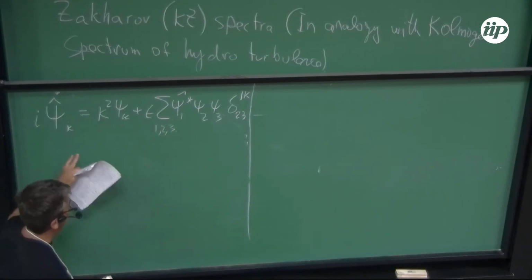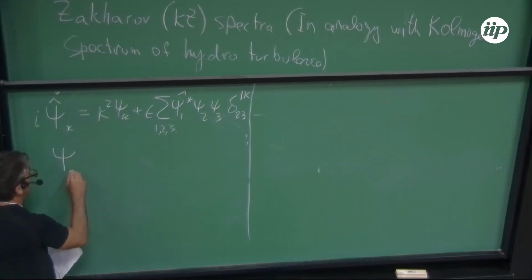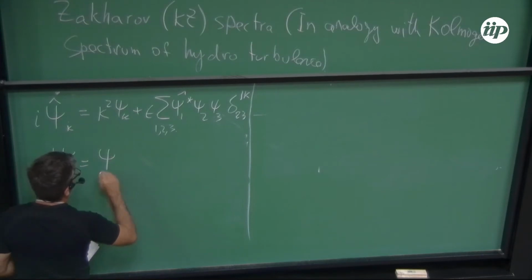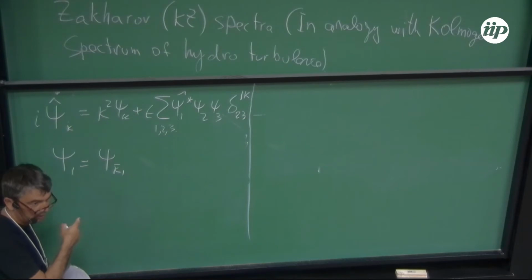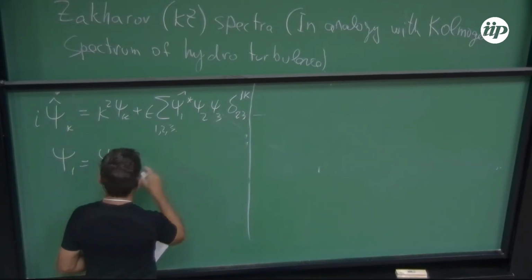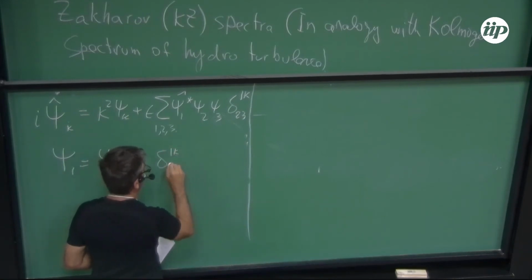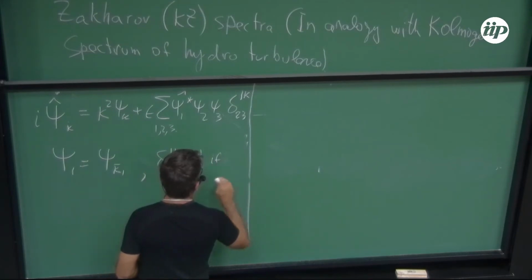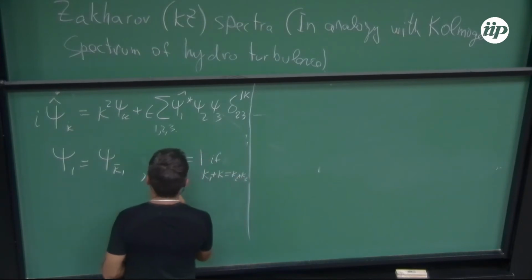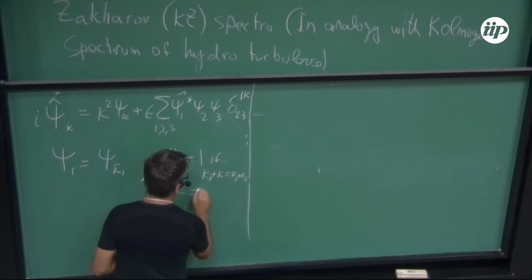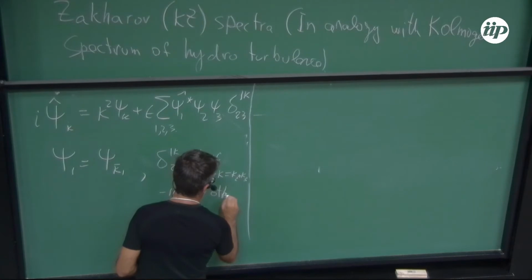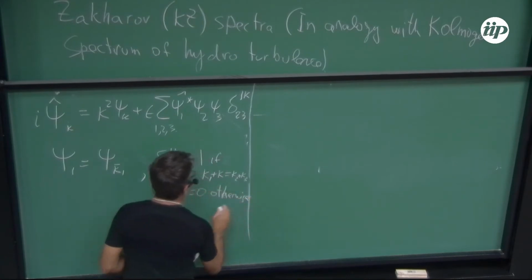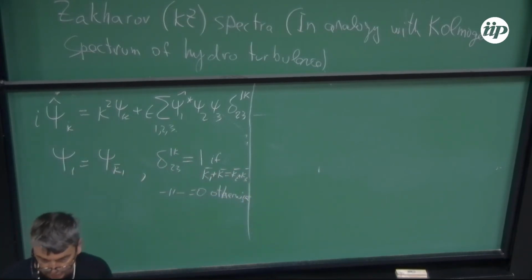let me just briefly explain the notations. For brevity, instead of writing psi of k1, I say it's psi1, okay, and for 2 and 3, the same. So delta 1 k2 3 is equal to 1 if k1 plus k equals k2 plus k3, and it's equal to 0 otherwise. So this is a discrete delta function, right? It's called the Kronecker symbol.